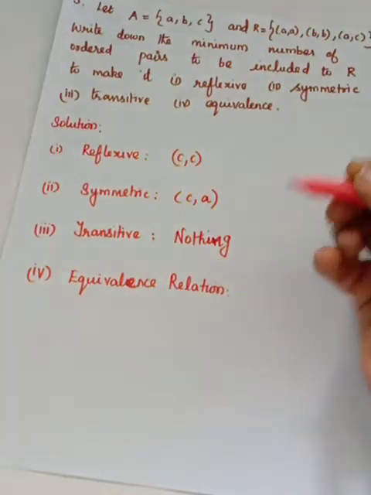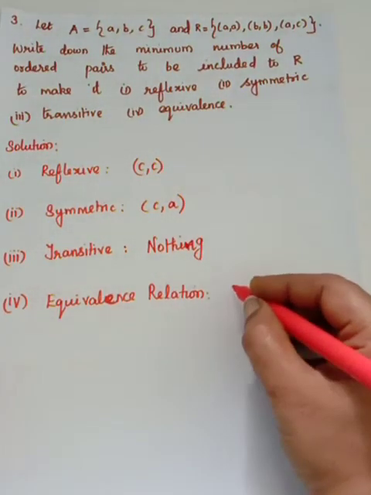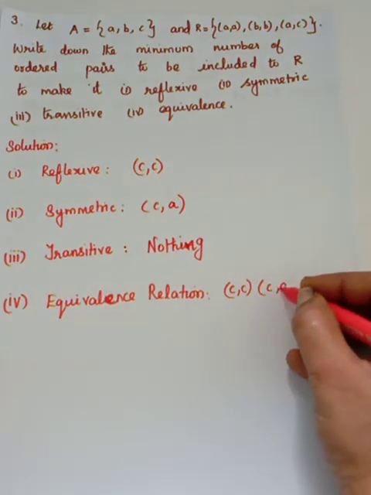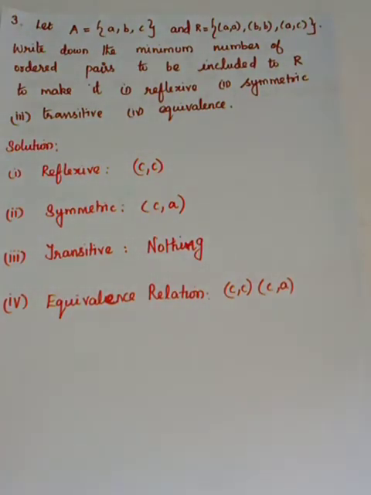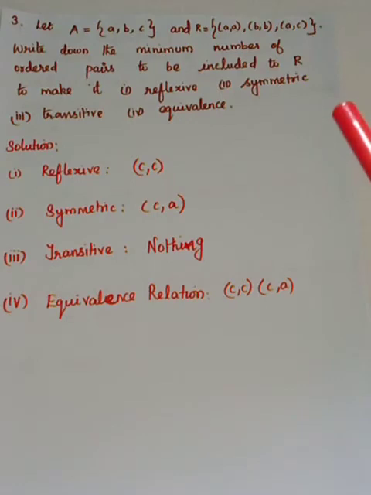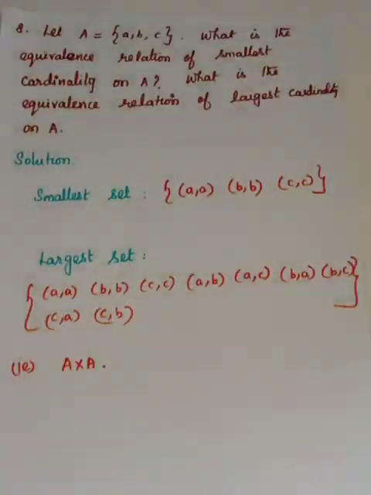So for equivalence relations, what are the ordered pairs? If we include the ordered pair C comma C, it is reflexive, and if you include the ordered pair C comma A, it is symmetric. It is the minimum number only that is asked, so we need not include the next ordered pair. If you include these two ordered pairs in the relation, the relation is reflexive, symmetric and transitive. Therefore it will become an equivalence relation.